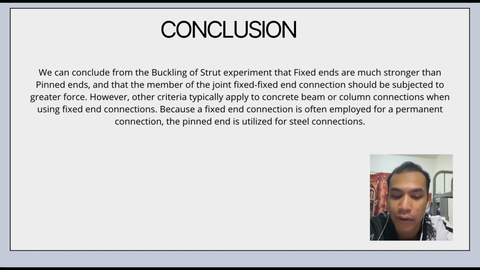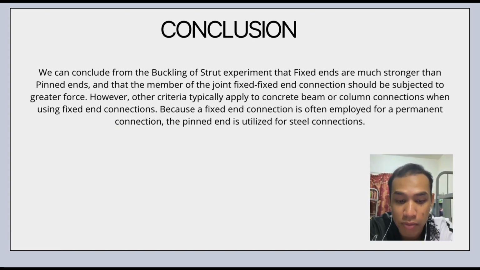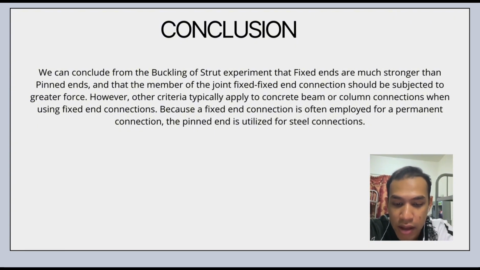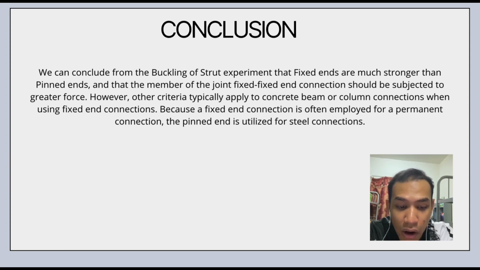Okay, conclusion. We can conclude from the buckling experiment that fixed ends are very much stronger than pin ends, and that the member of the joint with a fixed end connection should be subjected to greater force. However, other criteria typically apply to concrete beam or column connections when using fixed end connections, because a fixed end connection is often employed for a permanent connection. The pin end is utilized for steel connection.